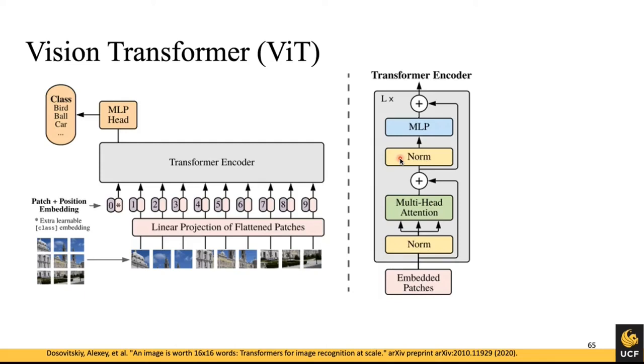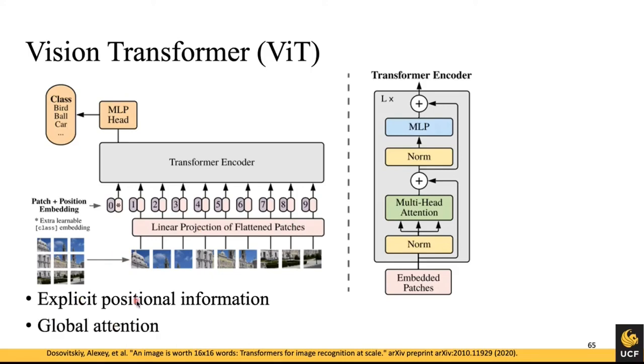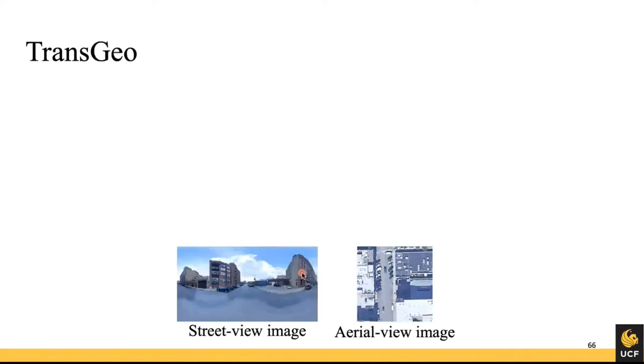Basically, in all the tasks people are exploring the vision transformer. It has a few nice properties. One is that, because it uses the positional embedding, it is able to explicitly explore the positional information. And also it is able to model global attention. So we want to leverage these two nice properties in this cross-view geolocalization task, and we propose the framework called TransGeo.